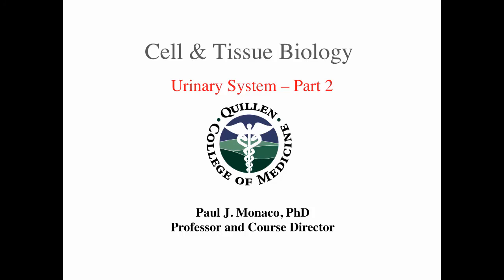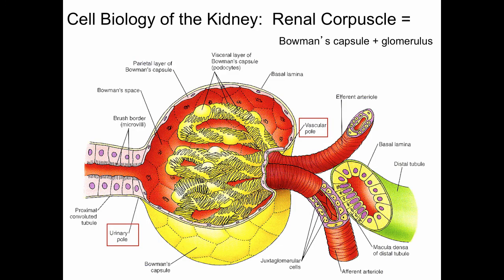This is our second podcast in our series on the urinary system, and here I'd like to just review some of the cell biology of cells along the uriniferous tubule. So let's start with the renal corpuscle. And as you know, the renal corpuscle consists of Bowman's capsule plus the glomerulus.